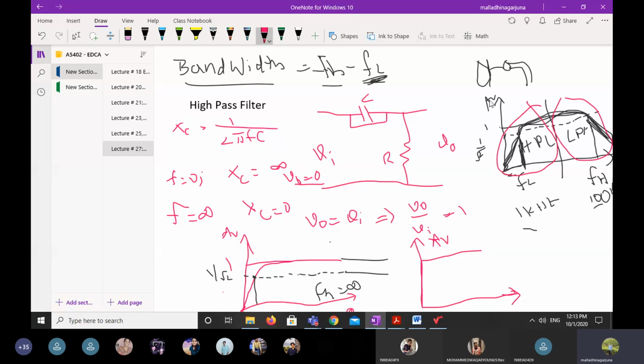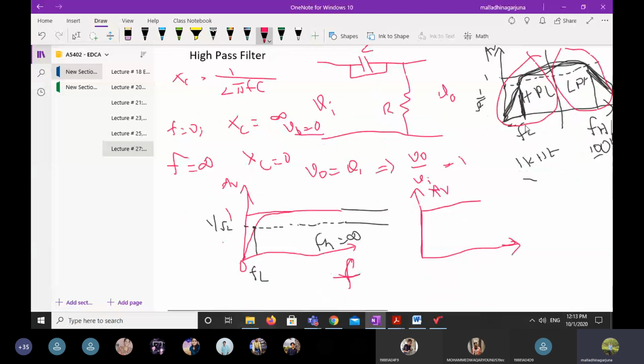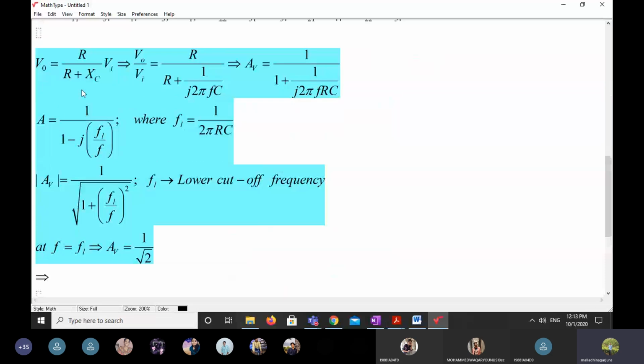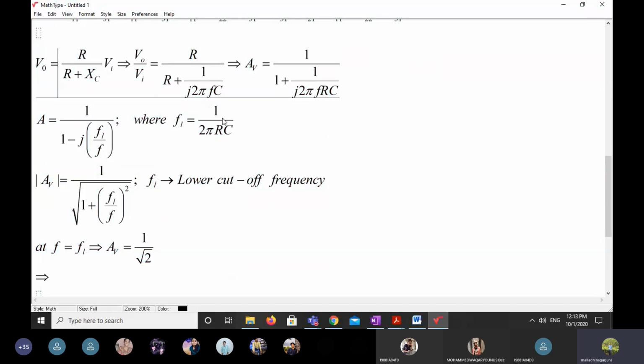Okay, so this is the graph for the low pass filter. For the low pass filter we get the higher cutoff frequency, and for the high pass filter we get the lower cutoff frequency. So this is the derivation for the lower cutoff frequency. I'm representing FL, not FH. Why? Because FH is infinity for a high pass filter, so I'm taking only FL.